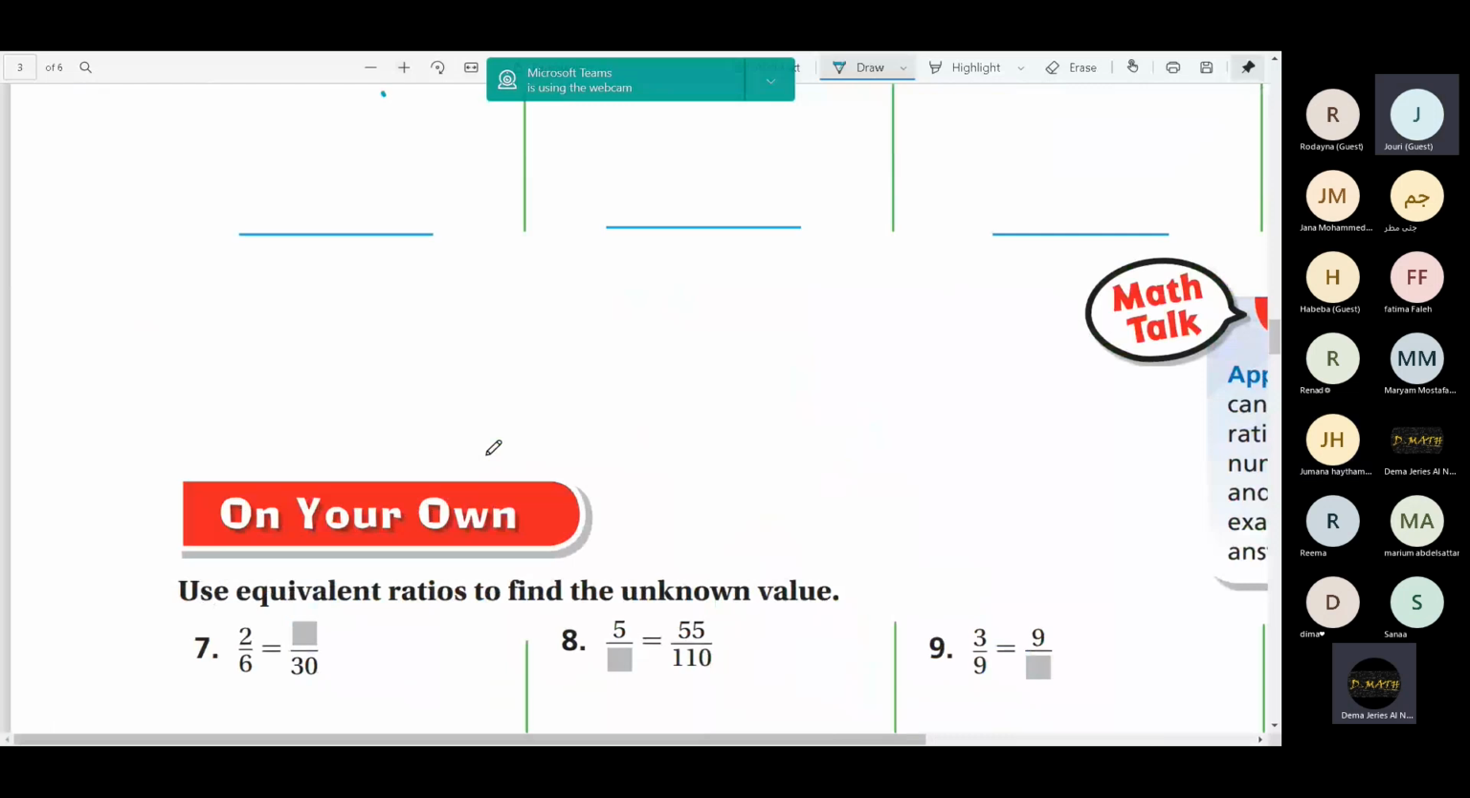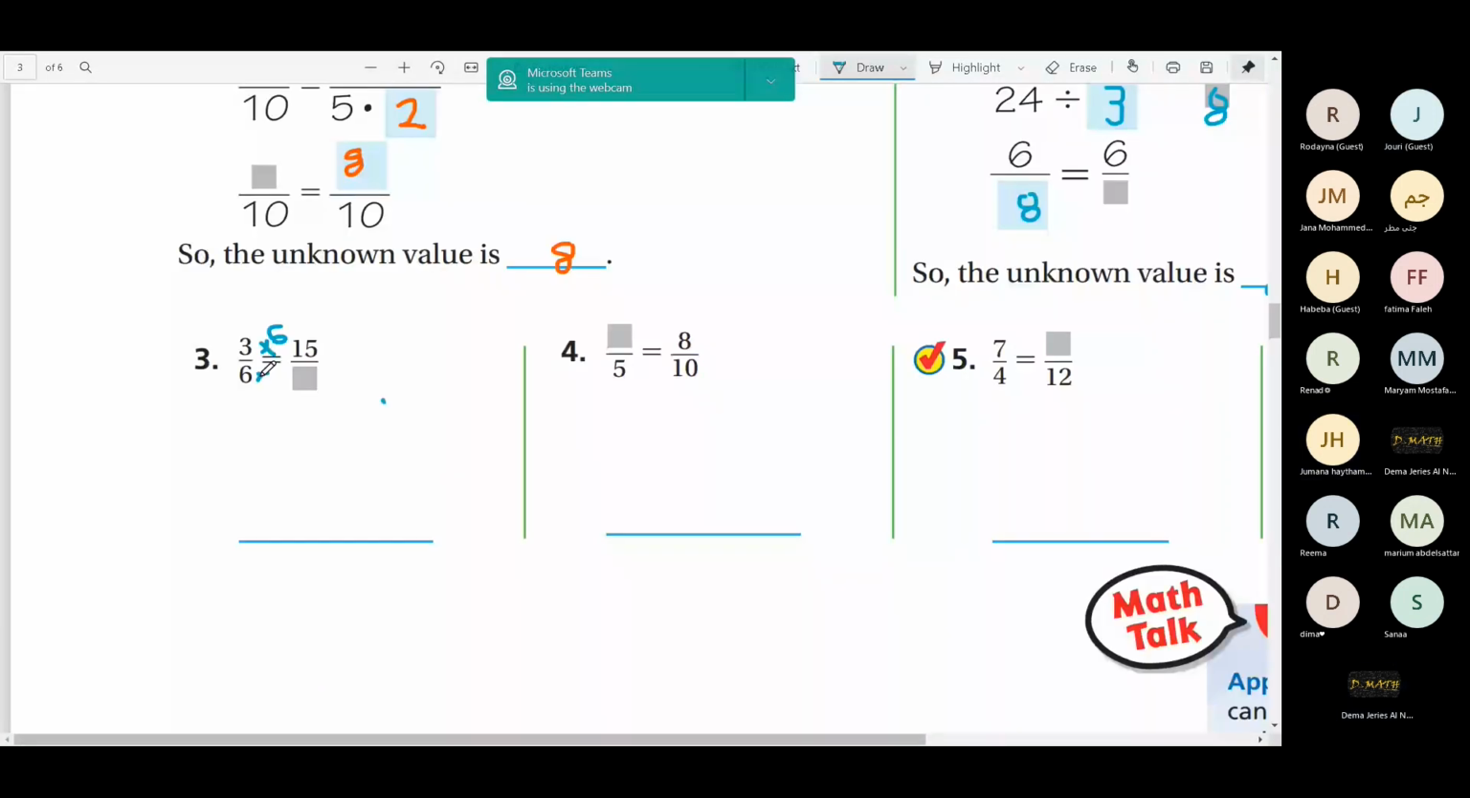So here you multiply 6 by 5. Sorry, teacher, but it's 5. Okay, so here by 5, by 5. Now then, 3 times 5 is 15, and 6 times 5 is what? 30. So the unknown value is 30. Thank you. You're welcome.